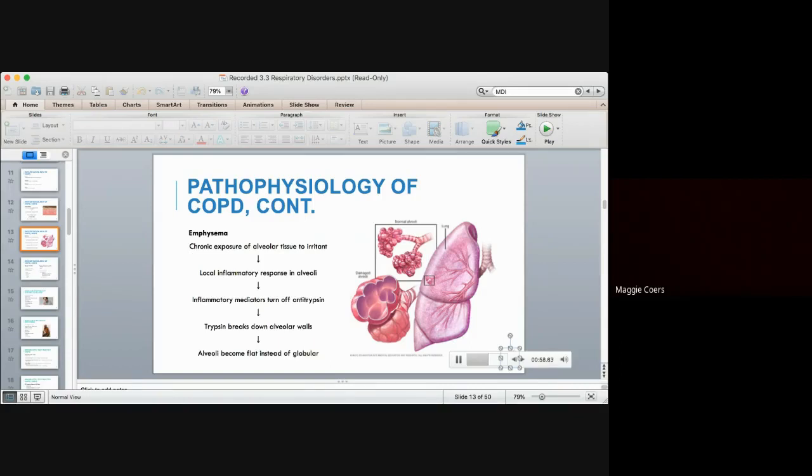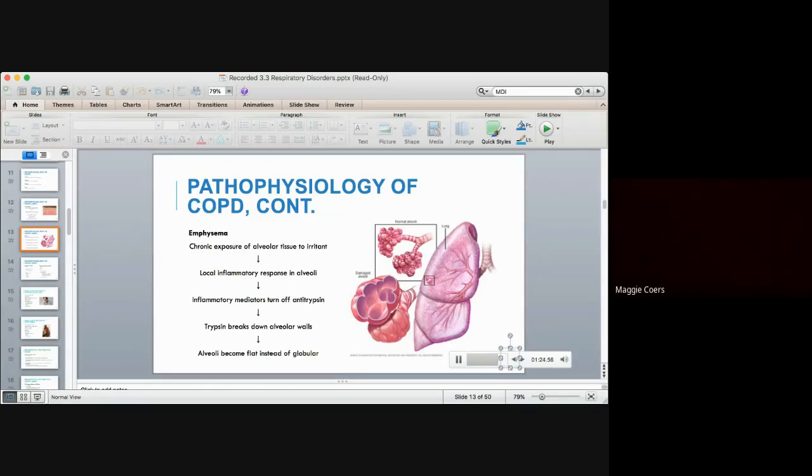And because half of your equation isn't working, the other half has free reign. So your trypsin is constantly breaking down alveolar walls bit by bit until you end up with the alveoli labeled here as damaged in the picture. These damaged alveoli are flat. There are no walls in between them.